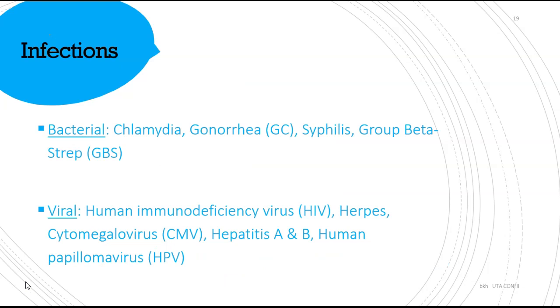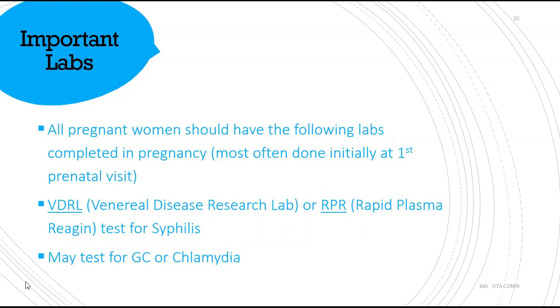The bacterial infections that we're most concerned about in pregnancy are chlamydia, gonorrhea, syphilis, and group B strep. And our viral infections are HIV, herpes, cytomegalovirus, hepatitis A and B, and then the papillomavirus. All pregnant women should have these TORCH titers. A lot of our providers are going to test for gonorrhea and chlamydia. All of our pregnant women are tested for VDRL and RPR. Those are both tests for syphilis.